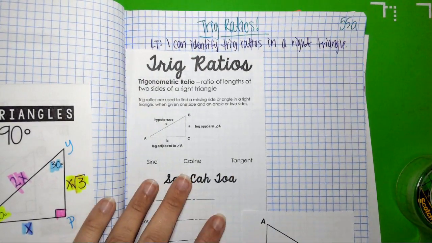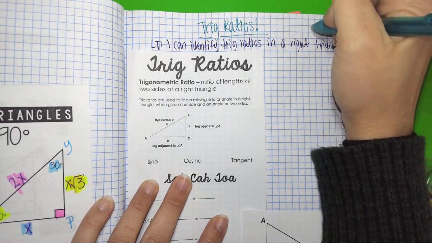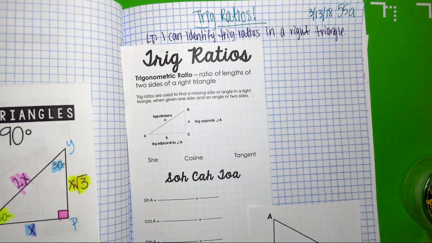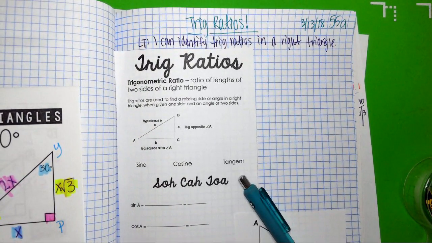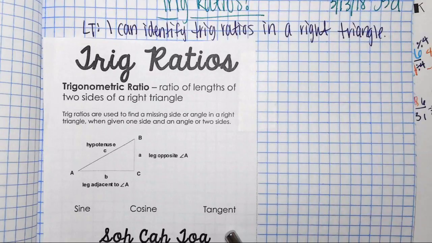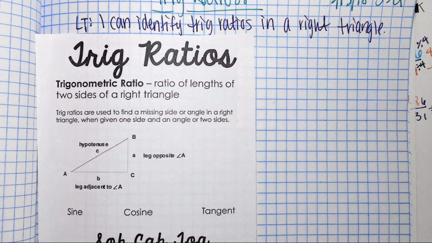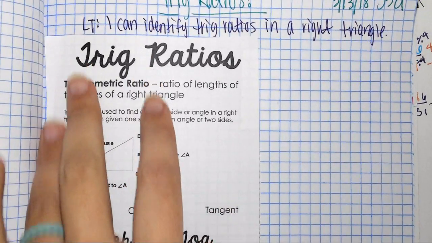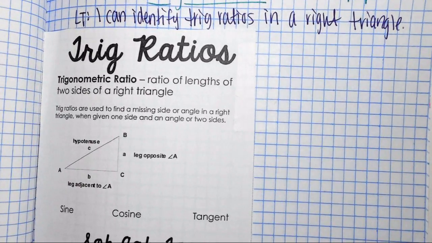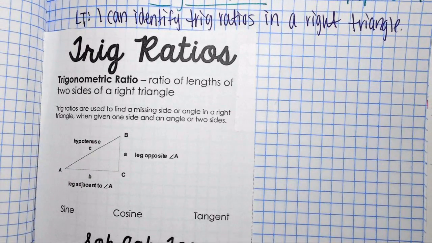Alright, so our learning target for today says I can identify trig ratios in a right triangle. Super exciting. We're about to start, so I need y'all to write this down. So we have learned all kinds of things with right triangles so far in the last week and a half, correct?